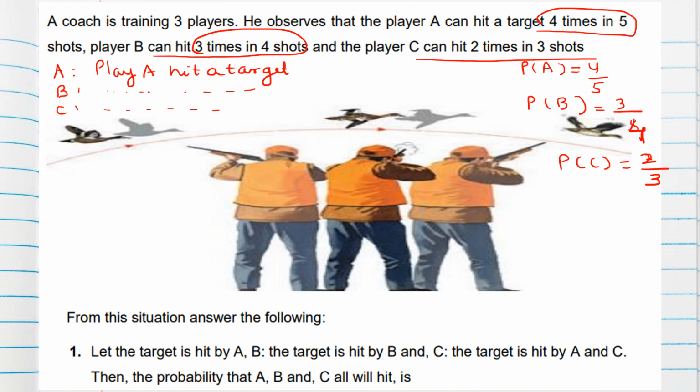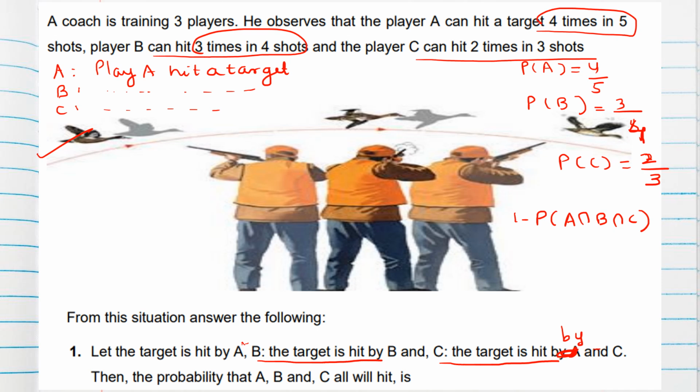Now I will check the question. Let A be the event that the target is hit by A, which we already supposed here, isn't it? B be the event that the target is hit by B, and C be the event that the target is hit by C. Then the probability that A, B and C all will hit: probability of A hits the target and B hits the target and C hits the target.